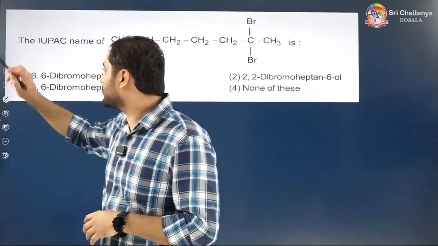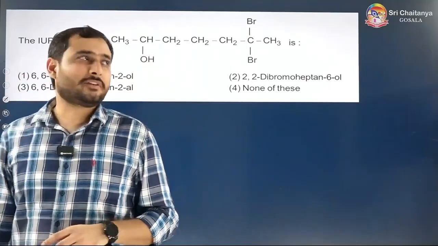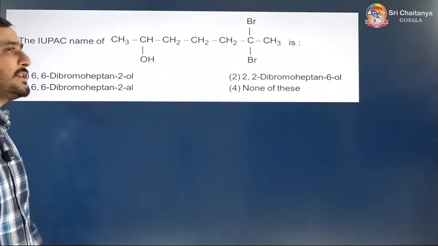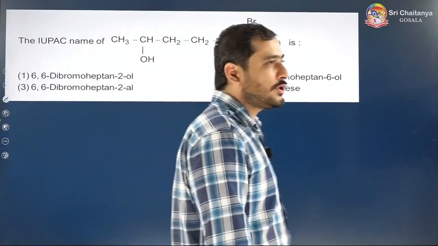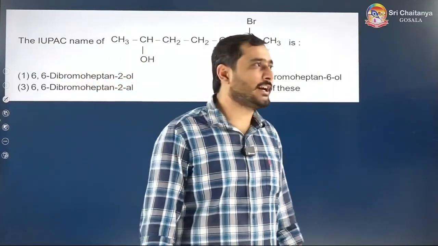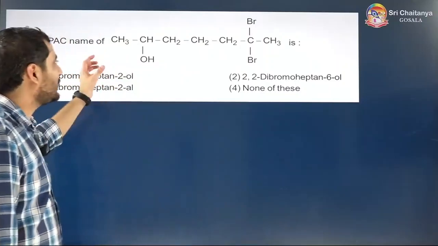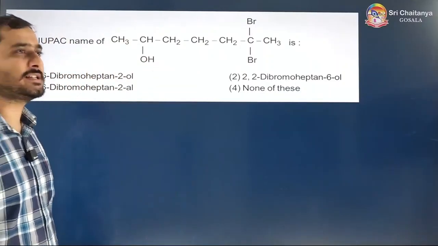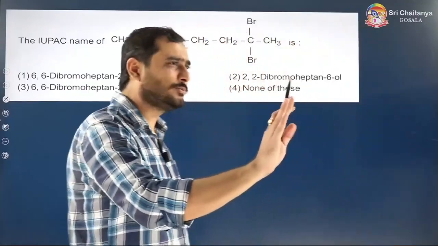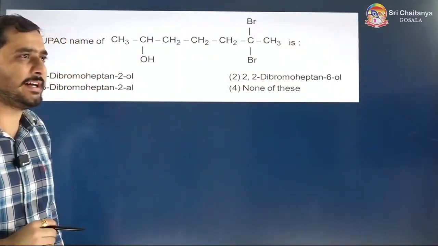So let us move to the first question. Read what is given. A compound is shown, and we have to write the IUPAC name of this compound. Now try to solve this question. Tell me what is the answer for this. First you have to tell me which functional group is present in this compound. I am not asking for the answer. You have to tell me the name of the functional group present here.